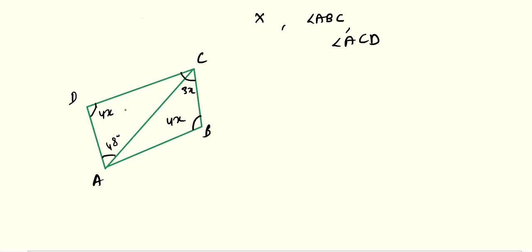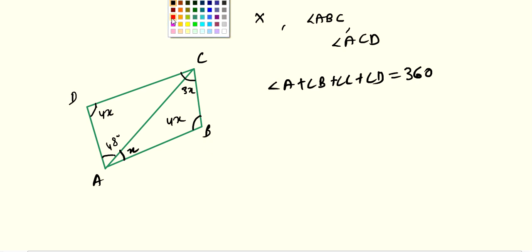Okay, so in this question we have a quadrilateral ABCD. So first, angle A plus angle B plus angle C plus angle D equals 360. Now the value of angle A, as you can see, this is x. So the angle A total, if we want to write here, is 48 plus x.